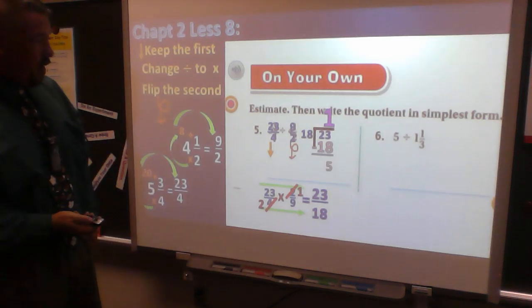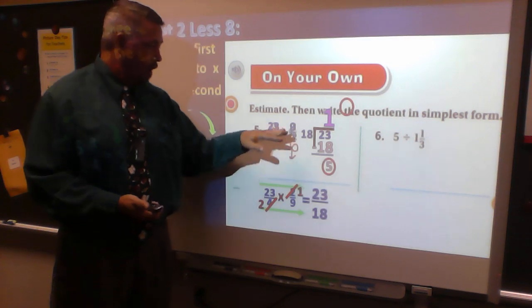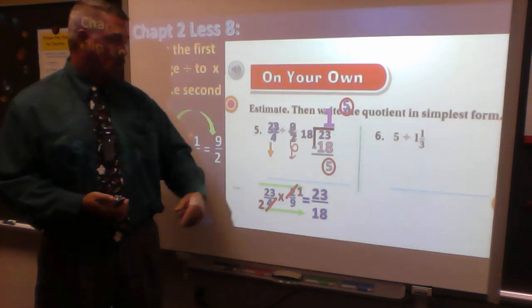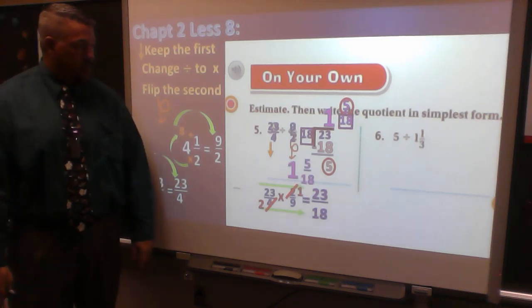When I subtract those, I have a remainder of 5. My remainder becomes my numerator. My divisor stays my denominator. So I know that my final answer is just 1 and 5/18.